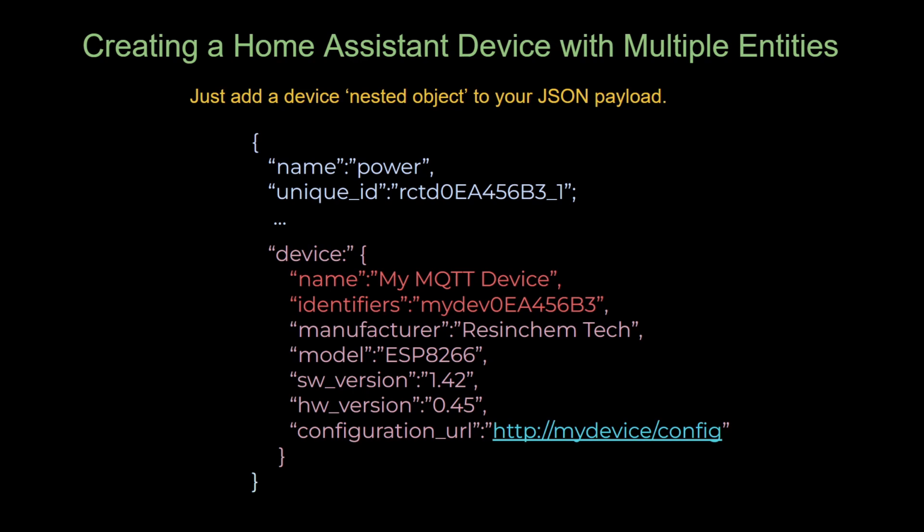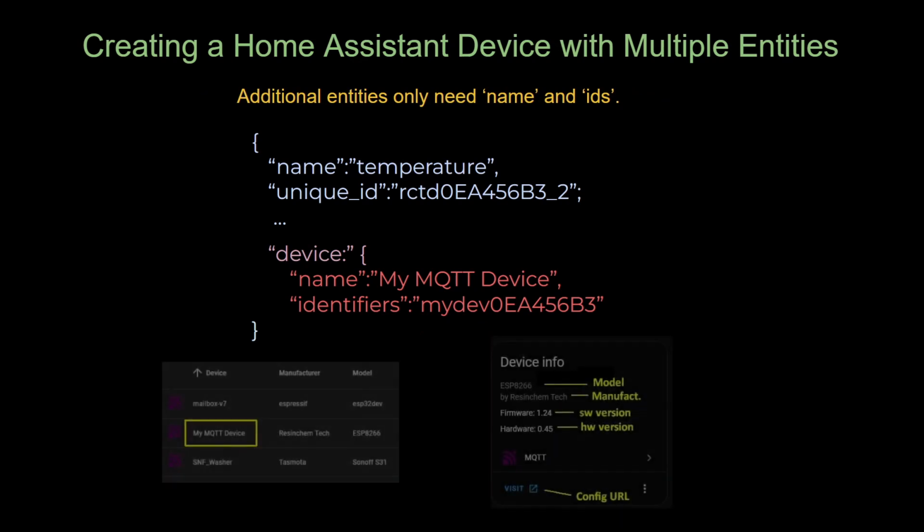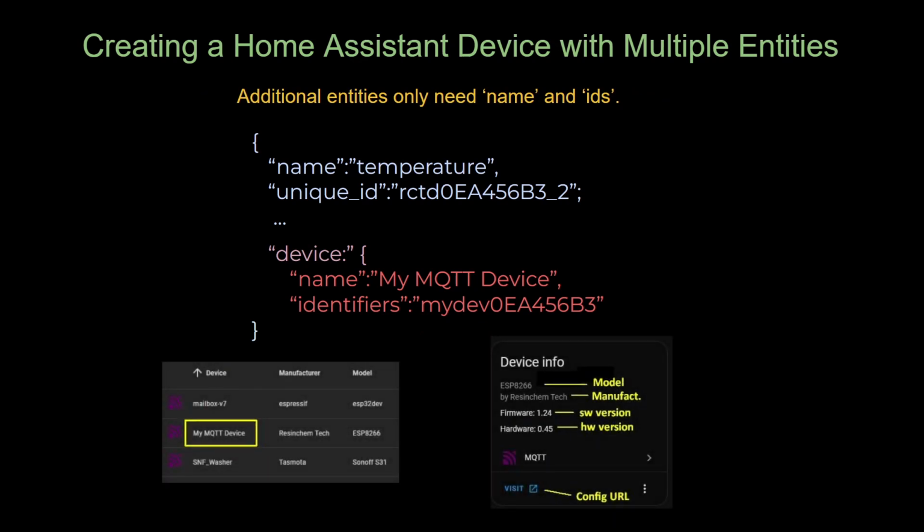Do note that identifiers can be an array, so you can technically have an entity be a member of multiple devices. We're not going to look at that here. We're just going to use a single identifier, but we only need to include this with the first entity that we publish. All other entities only need to have a matching name and a matching identifier to be grouped together underneath that device in Home Assistant. And here you can see where some of that information shows up on the device page in Home Assistant. Now, it's not required to include this other information. If you don't include it in your payload, it just simply won't show up on the device page.